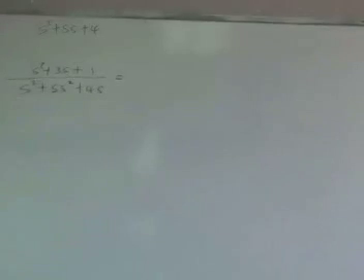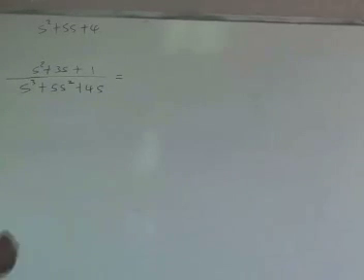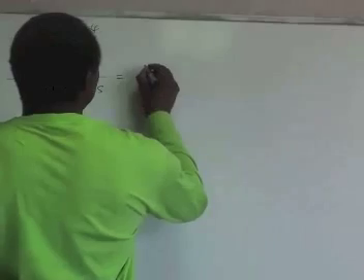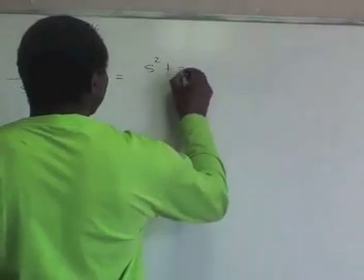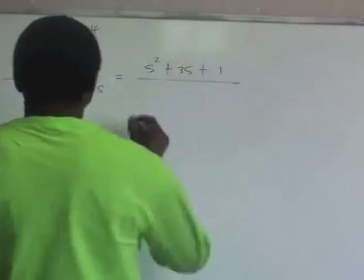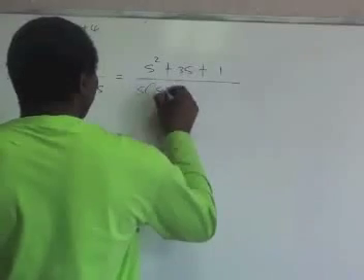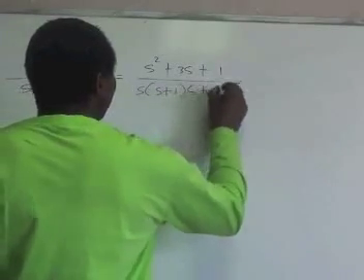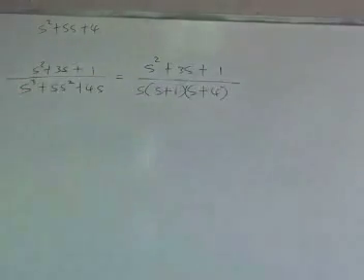Sometimes you just need to know how to look at something and interact. What are the factors? 1 and 4. Yes. So we break it down. At the top we have s squared plus 3s plus 1. Then we have s, s plus 1, s plus 4. So now it's in its factors.